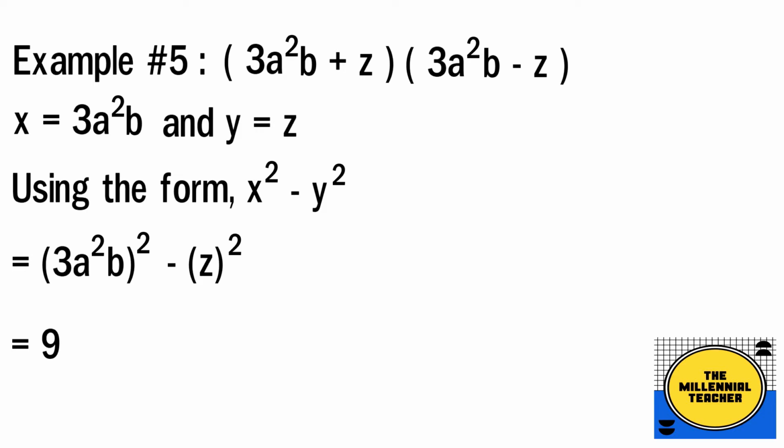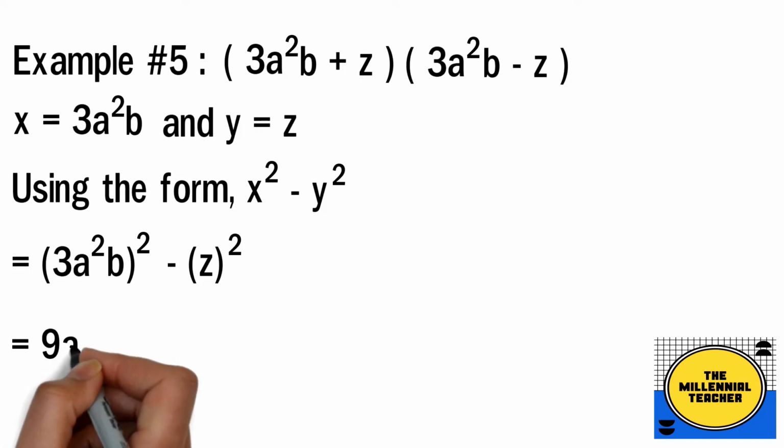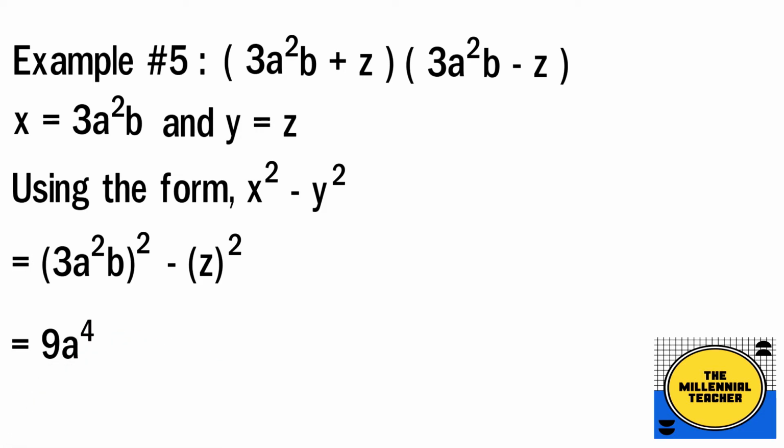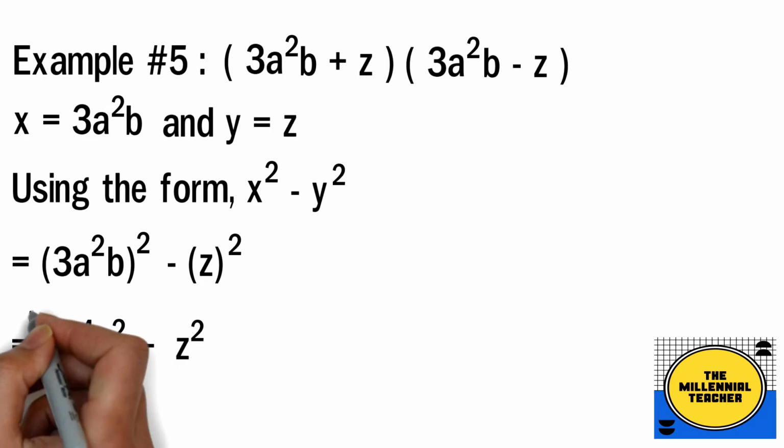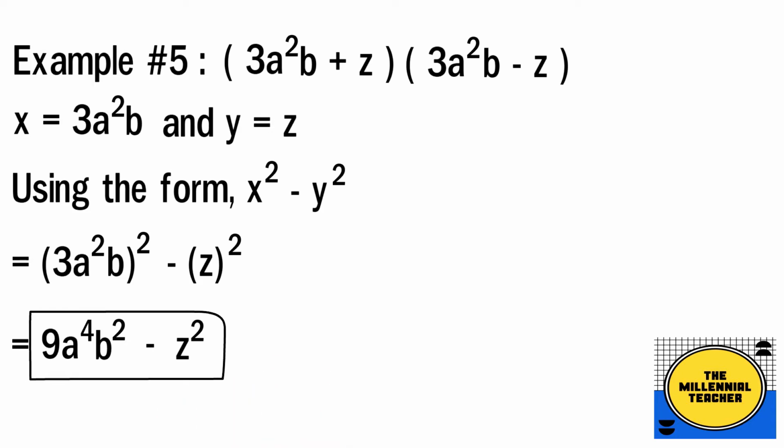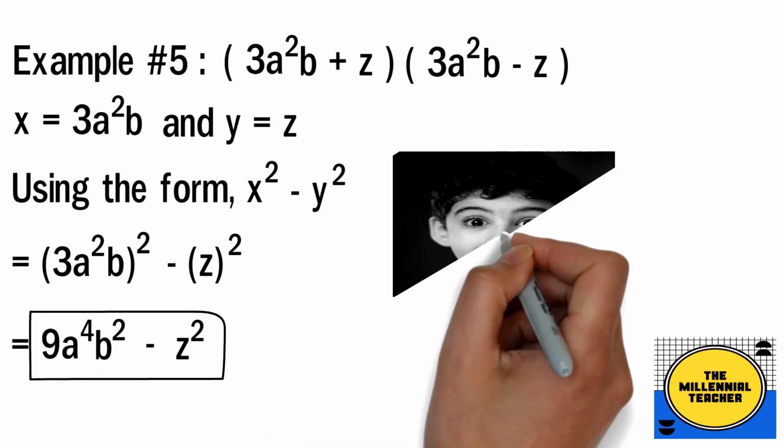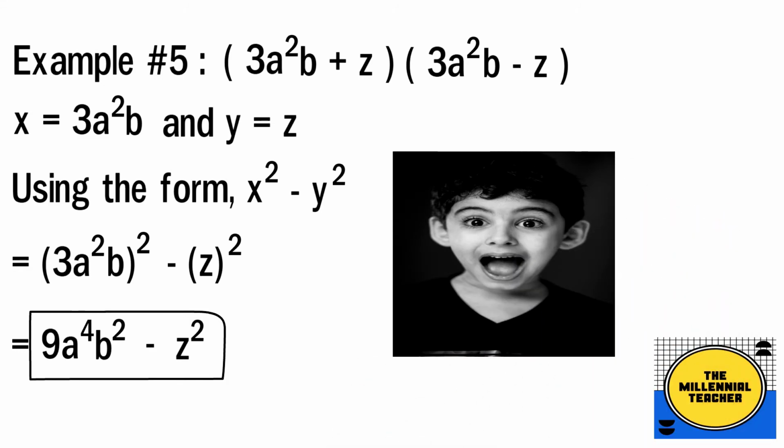A squared raised to 2. By applying the power rule, just multiply the 2 by 2. Kaya magiging a raised to 4 and b raised to 2 is equal to b squared, minus z raised to 2 is equal to z squared. Kaya, ang final answer, student ay 9a raised to 4 b squared, minus z squared.